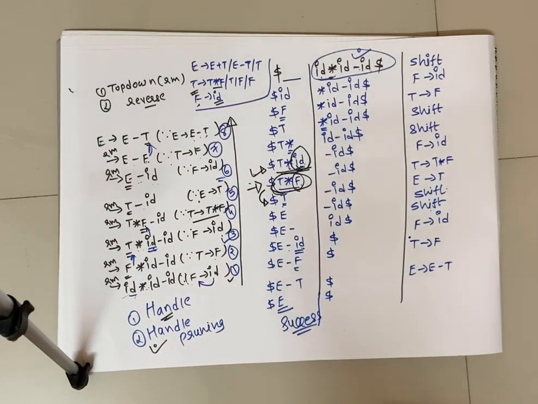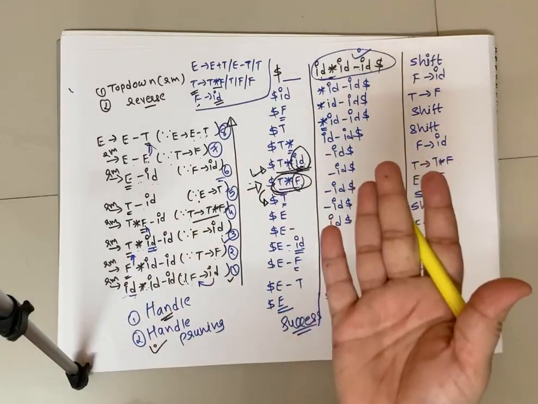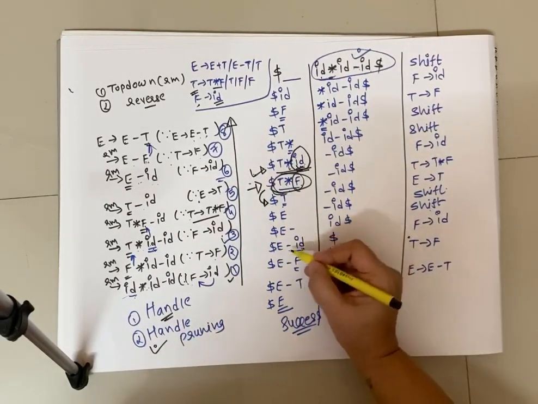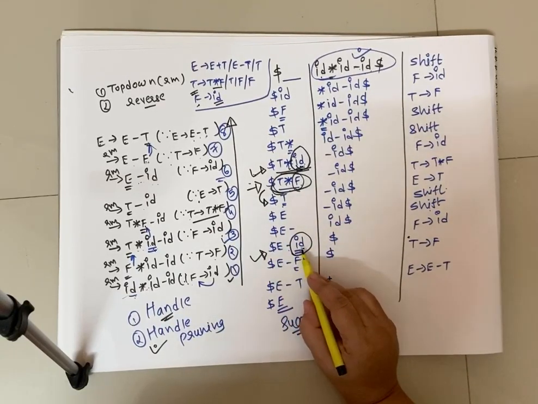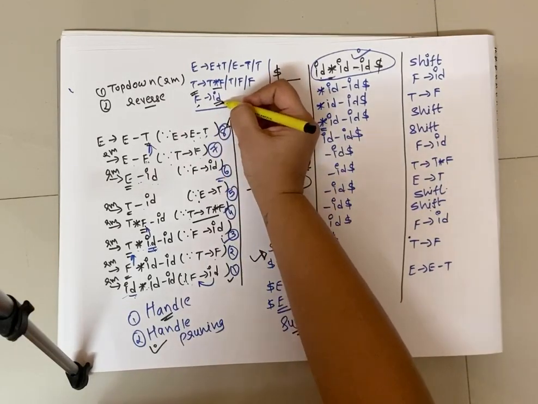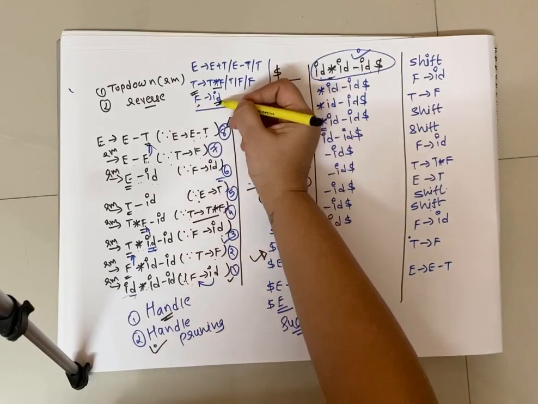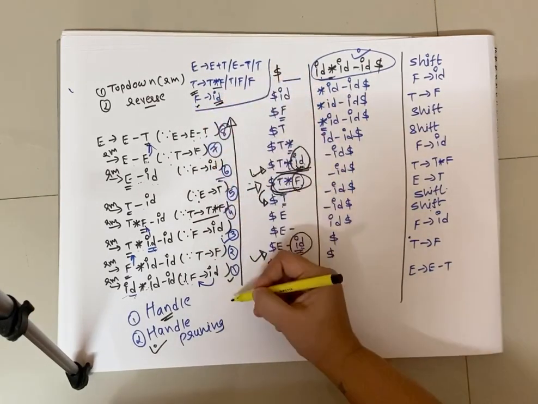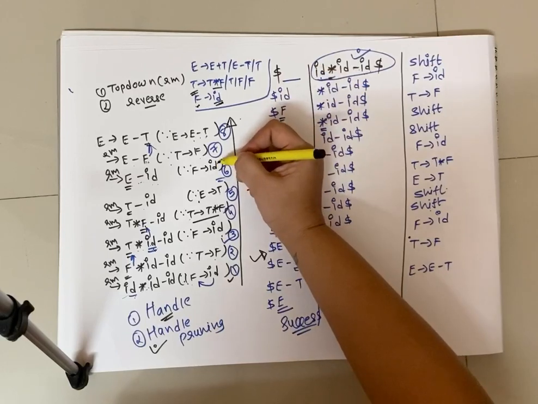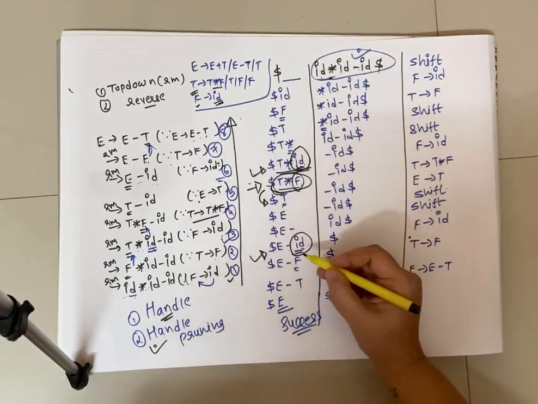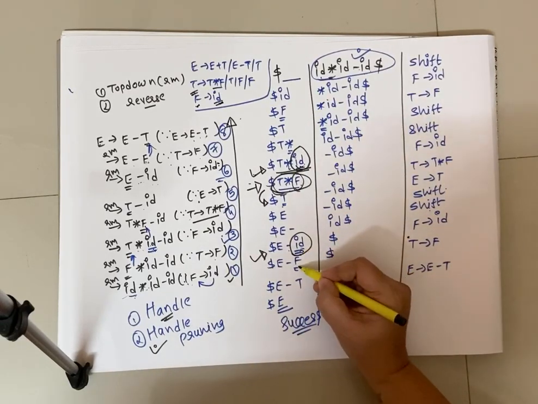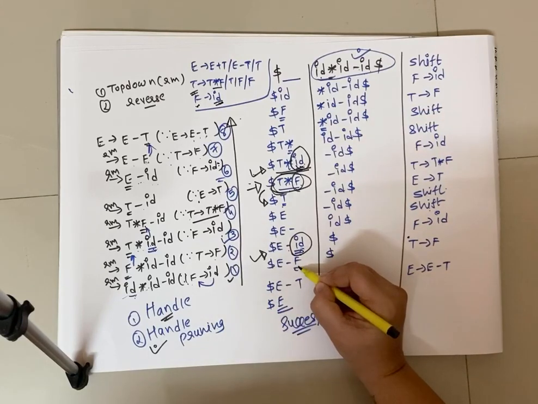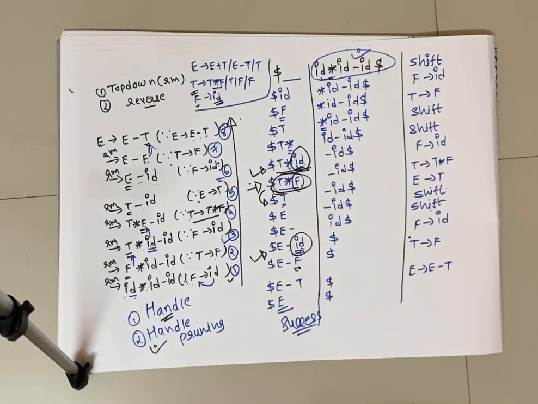pruning. Let me differentiate what is handle and what is handle pruning. So if again I am talking about this particular frame, then the symbol or substring which is on top of the stack, if it matches with the right hand side of any production, such that if you replace it by the left hand side non-terminal, you are following the reverse of rightmost derivation, then that symbol or substring is called handle, and replacing it by the left hand side non-terminal, that process is called handle pruning, right? So handle will be different at different steps.